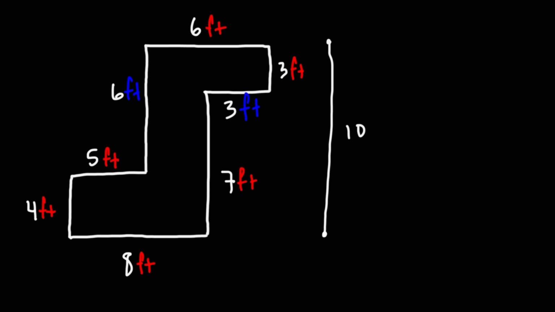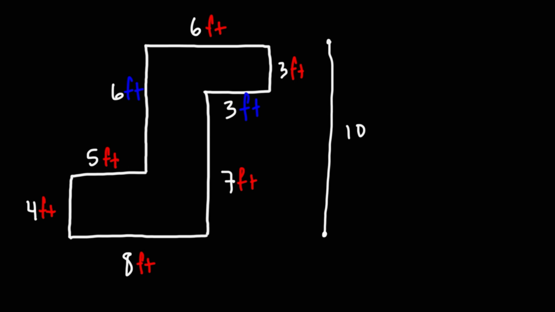So just to recap what we did quickly, to get this part, all we did was 5 plus 6, which is 11, minus 8, that gives us 3. Now for this part, it's 3 plus 7, which is 10, minus 4, and that gives us 6. So that's just a quick way that you could use to find the missing side length.